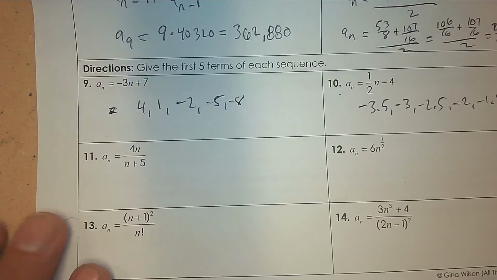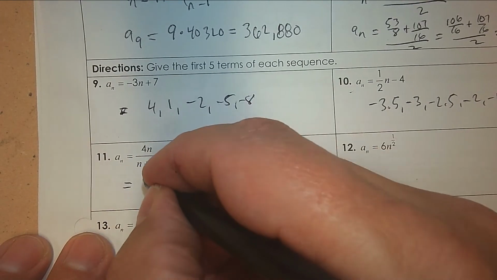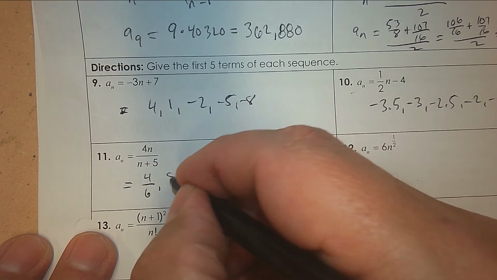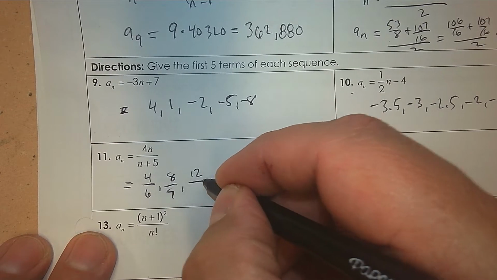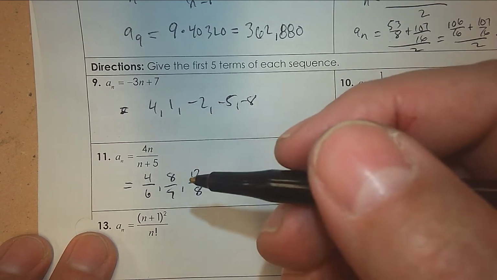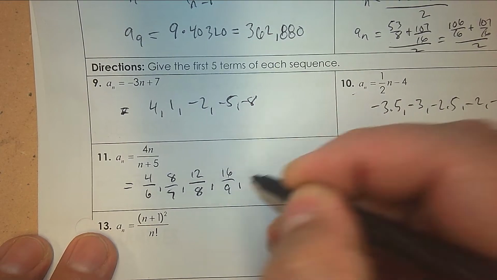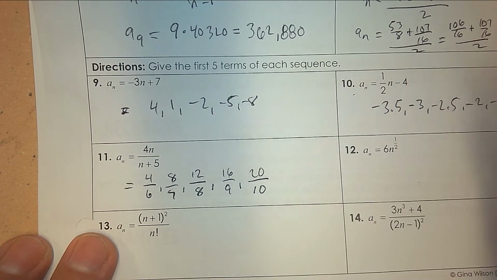Number 11, plug in 1, you get 4 over 6. Plug in 2, you get 8 over 7. Plug in 3, and you get 12 over 8. It's okay if you don't simplify. Plug in 4, and you get 16 over 9. And then plug in 5, and you get 20 over 10. And yes, you could simplify those.